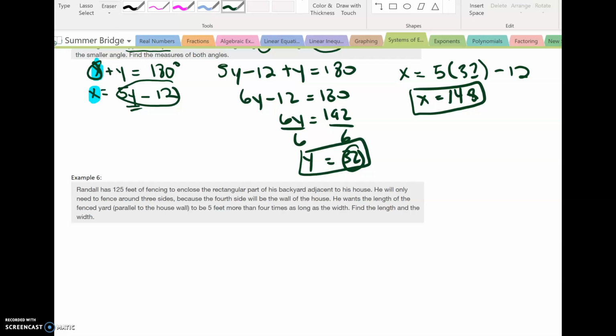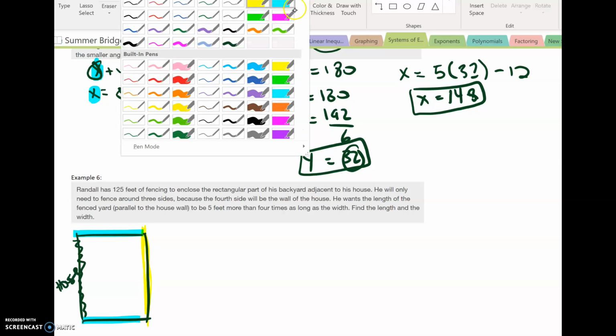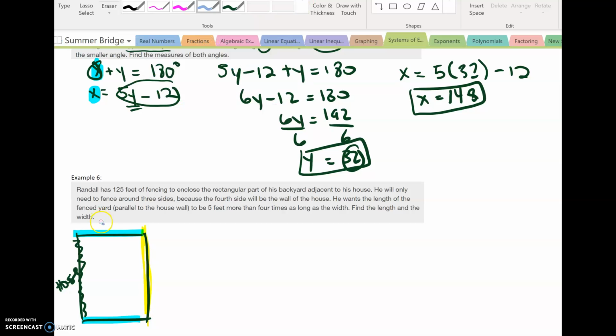Last one. We have that Randall has 125 feet of fencing to enclose a rectangular part of his yard adjacent to his house. He only needs to fence around 3 sides. So if I know that I have a rectangular yard and this is his house, he doesn't need a fence here, but he does need a fence on the other 3 surrounding parts of the yard. Okay, so I'm going to call this x and this side x, and then this is going to be my y side, the longer side.